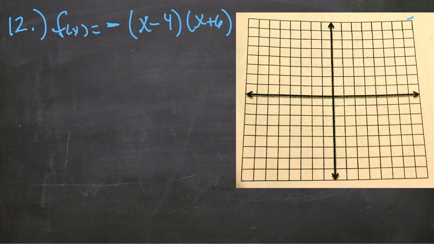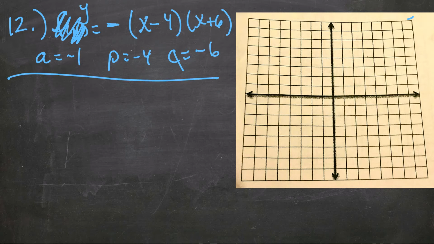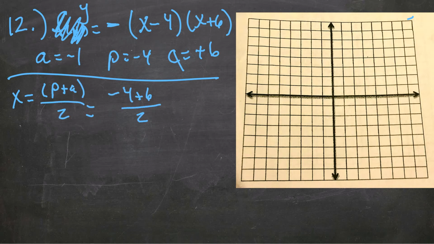All right, number 12. We have f of x equals the opposite of x minus 4 times the quantity x plus 6. Remember, if you don't like that f of x, you can just cross it off and put y. Now, a is negative 1. Remember, if there's nothing there, there's automatically a 1, and there's a negative sign there. P is negative 4. Q is negative 6, or positive 6. Step 2, I have x equals P plus Q all over 2. I get negative 4 plus 6 all over 2. I get 2 over 2, which is 1.